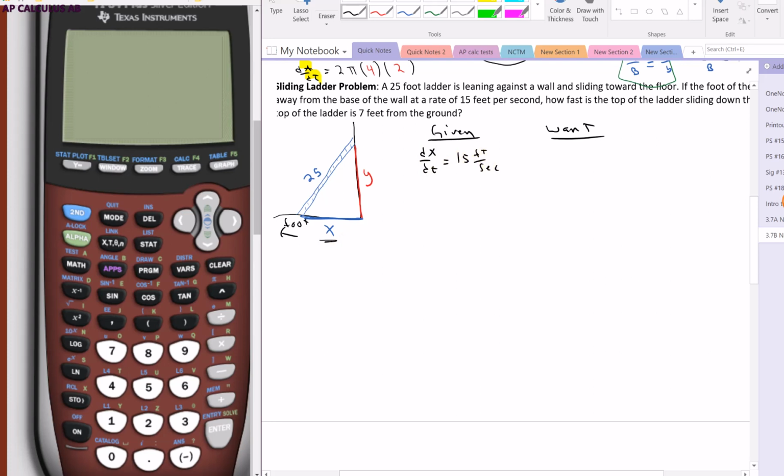You have to think, is it positive or negative, right? Is that distance getting bigger or smaller? Well, in this case, it's getting bigger, right? Because it's going away from the wall. X is getting bigger, so it's a positive number.